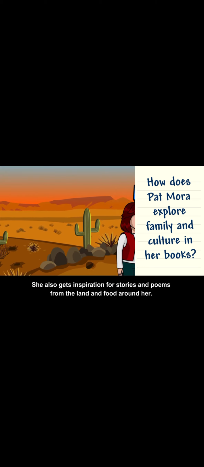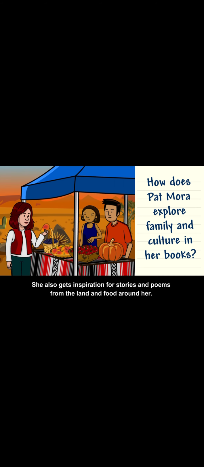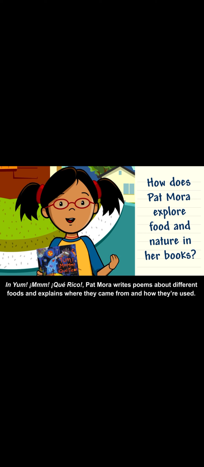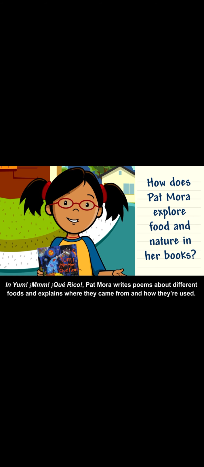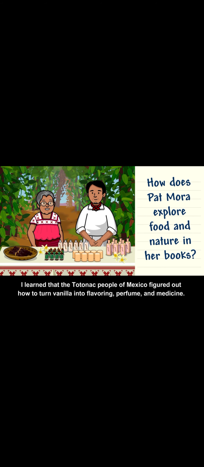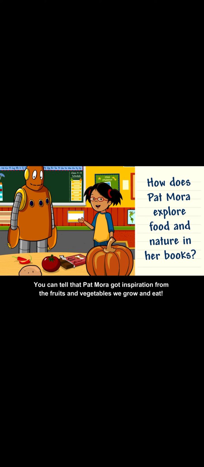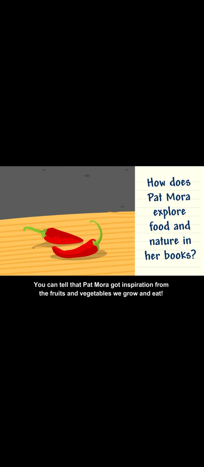She also gets inspiration for stories and poems from the land and food around her. How does Pat Mora explore food and nature in her books? Have you ever wondered about vanilla? In Yum, Que Rico, Pat Mora writes poems about different foods and explains where they came from and how they're used. I learned that the Totonac people of Mexico figured out how to turn vanilla into flavoring, perfume, and medicine. They even use it to ward off insects. You can tell that Pat Mora got inspiration from the fruits and vegetables we grow and eat.